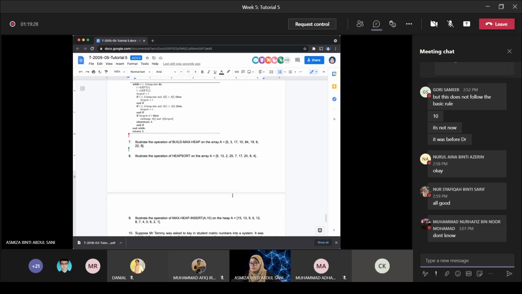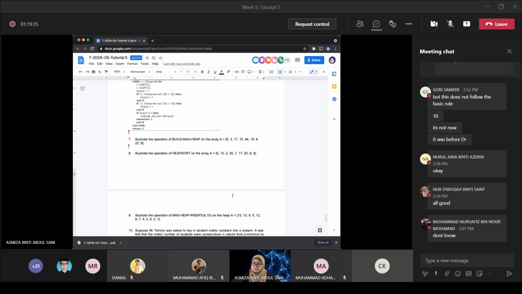All right. So question number 7, now we need to illustrate the operation of build max heap on the array A. Just now as I mentioned, for max heapify, normally you look at the parent and your max heapify is going down. So for build max heap, you have to find which node is the last parent in the tree. That's why we have to do the n over 2 operation.